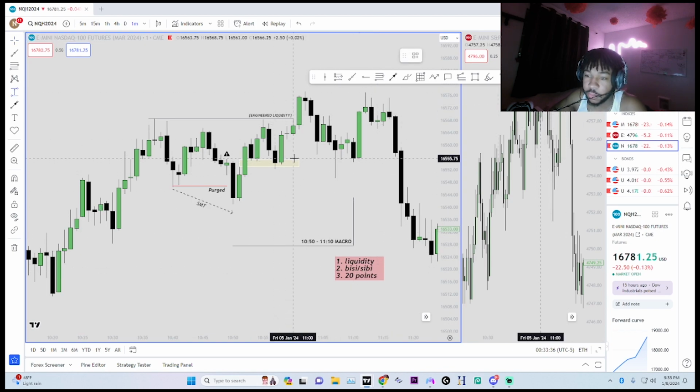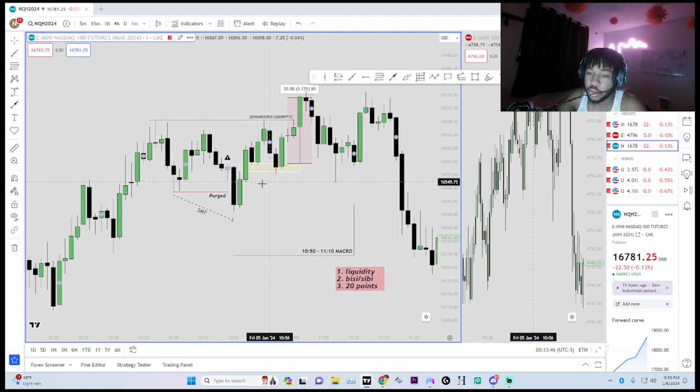Let's see. From the top of the fair value gap to the highs, it offers 13, take half off there, full terminus 20 points. Buying this up, you can put your stop here and let it run to your TP. Now let's move on to the next one.